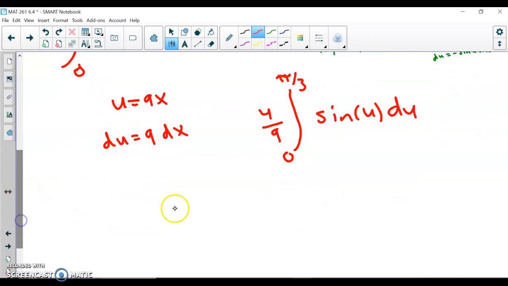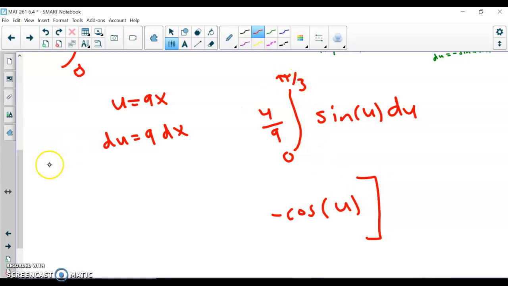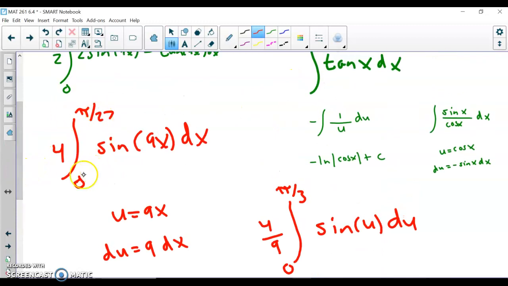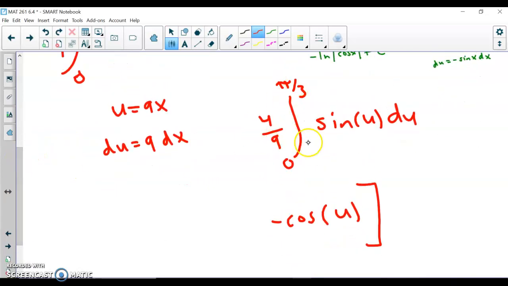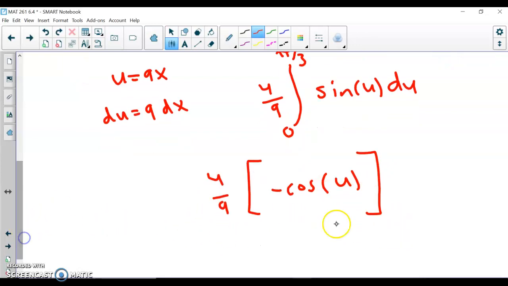And then you can just simply say, okay, well, this is the antiderivative of sine is negative cosine u. And remember, these are now u values, so I don't need to replace anything. If you did not change your limits, then you're going to have to make sure to remember to replace u with 9x, and then you can use the old limits of integration. But remember, I changed these already, so these are actually u values now. So there's the 4/9 out front. We want to go from 0 to pi over 3.